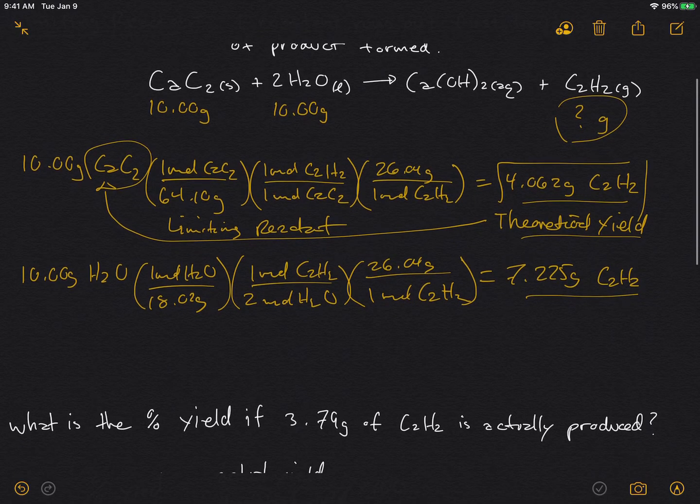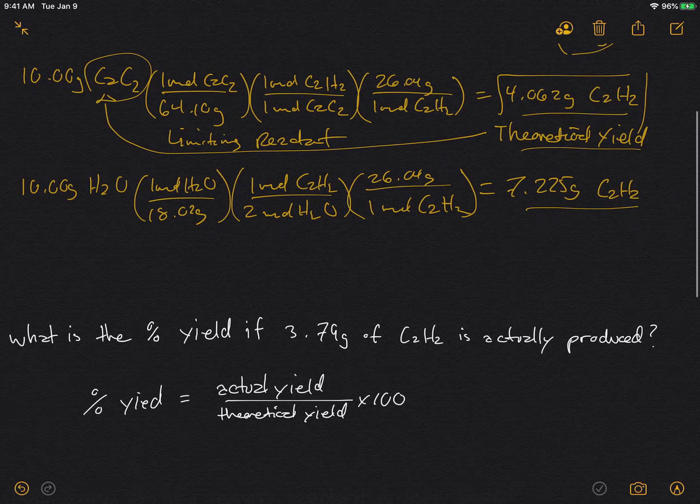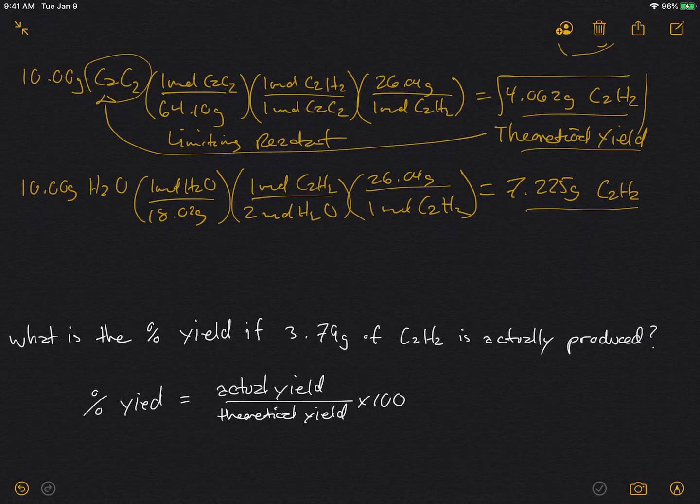So another question you might see is, what is the percent yield if some amount of product is actually formed? So if 3.79 grams of acetylene is actually produced, then what is the percent yield of the reaction? So the percent yield is the actual yield divided by the theoretical yield. And we just calculated the theoretical yield in the limiting reactant problem, and the actual yield is given, it's 3.79 grams. So you can just plug those numbers in and calculate the percent yield.